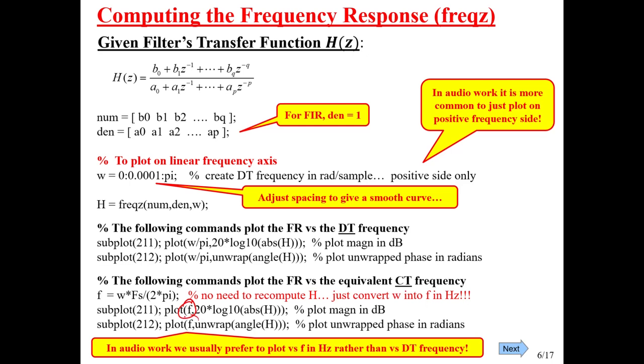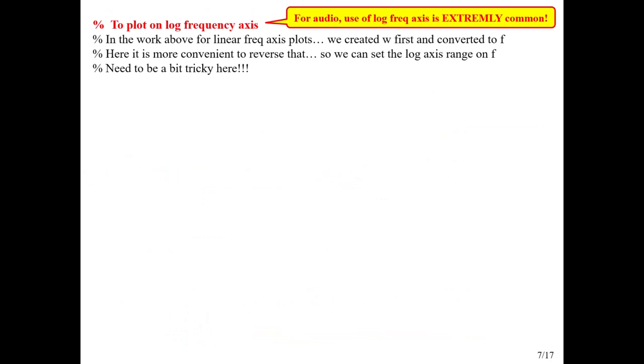Now I'm going to plot these. So now I'm plotting versus F. And that's the most common way. Again, I make it in radians per sample only because that's my go-to way of doing freqz. And then I convert the W into F and plot my frequency response versus that. So there are ways to call freqz differently, but this is my go-to way, and I'm offering it to you so you can see how to do that, and maybe that will become your go-to way.